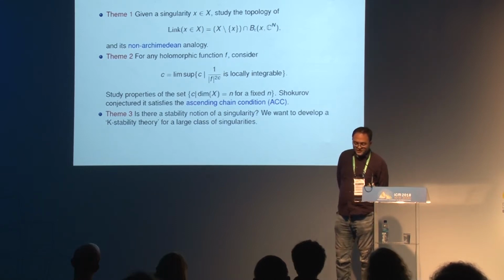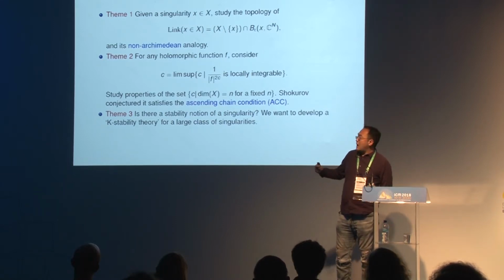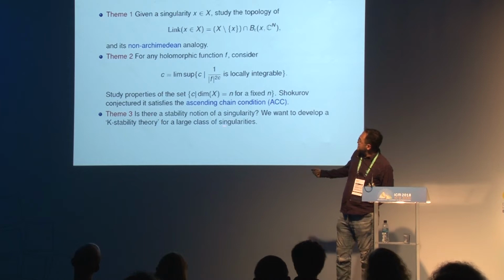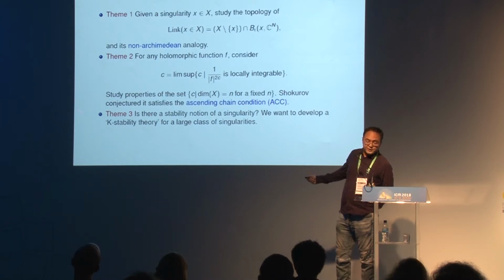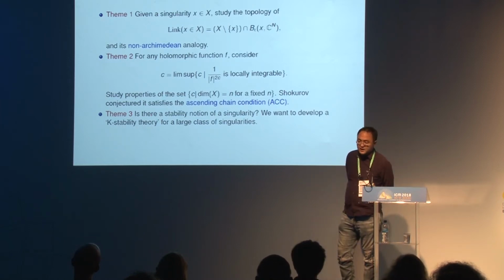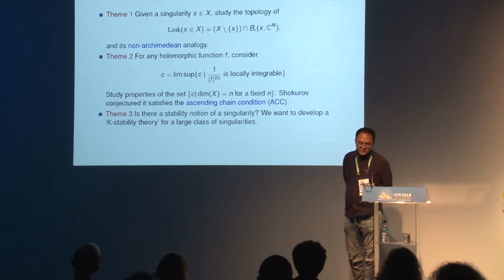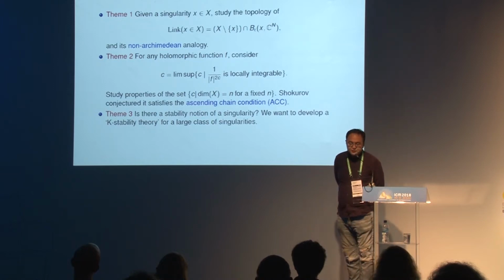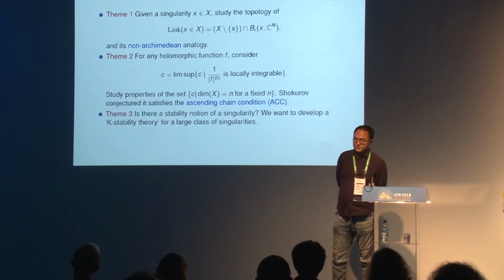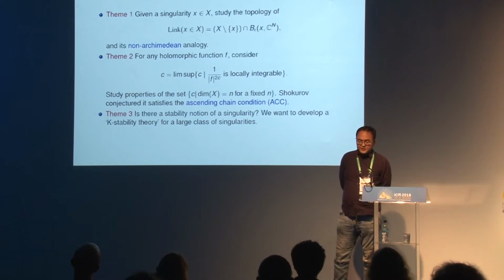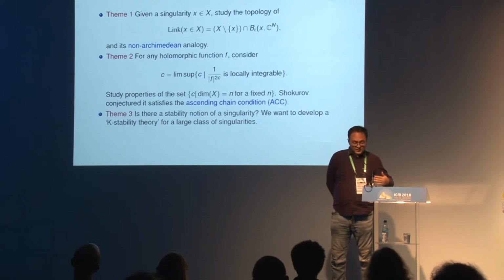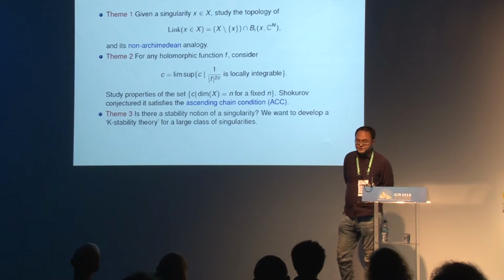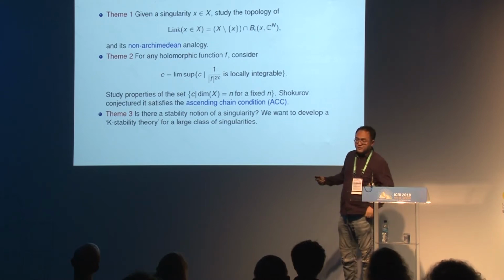Theme 3 is where I want to ask whether there is a stability we can talk about around the singularity. At first this sounds very far from reality, because usually stability is for global geometry. But actually, there is a deep theory around a large class of singularities we are interested in, for which we can talk about stability.